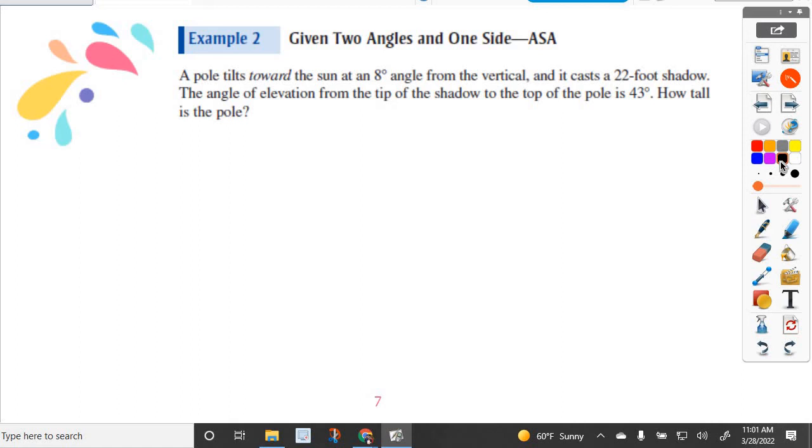Now, what are my pole and shadow going to be dependent upon? It says my pole tilts toward the sun, right? And then our shadow will have to be in the opposite direction of the sun, right? So we probably want to draw a sun somewhere.